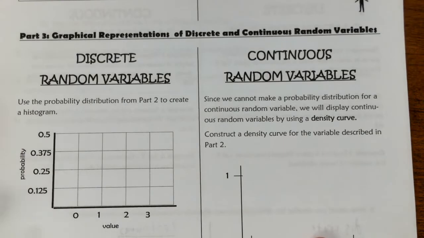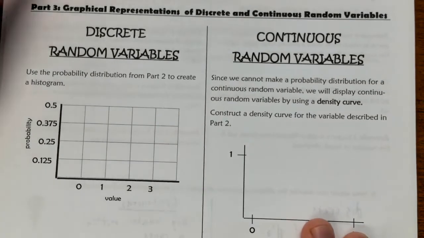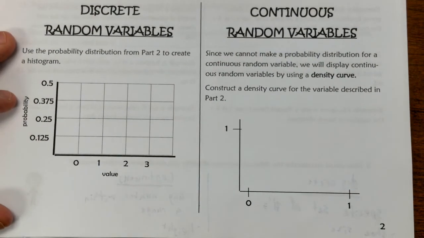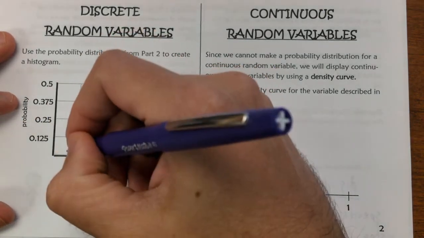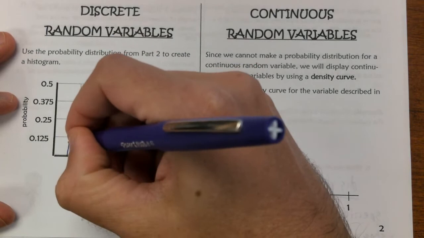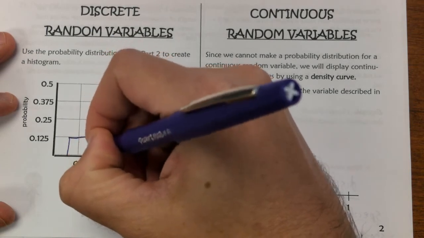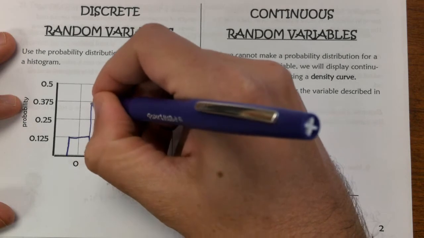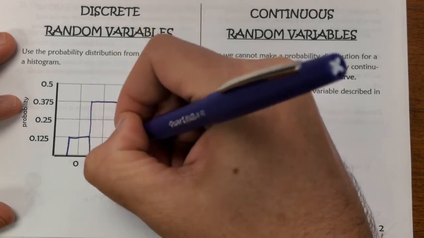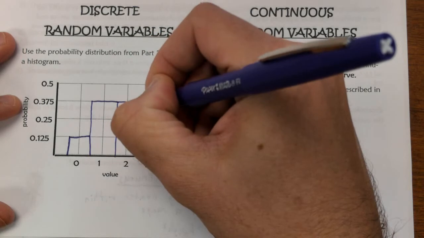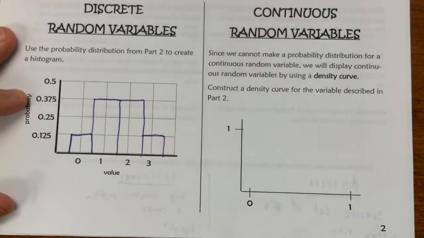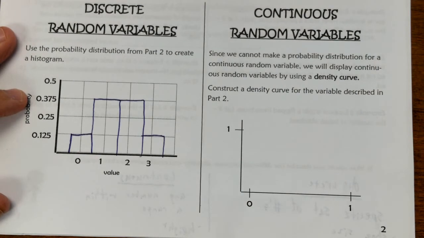Now what about creating a graphical representation? Well, we can do both. So for discrete random variables, oftentimes we'll use a histogram. So probability of 0 equals 1/8 or 0.125, 0.375 for 1, 0.375 for 2, and 0.125 for 3. So that's what my histogram would look like.